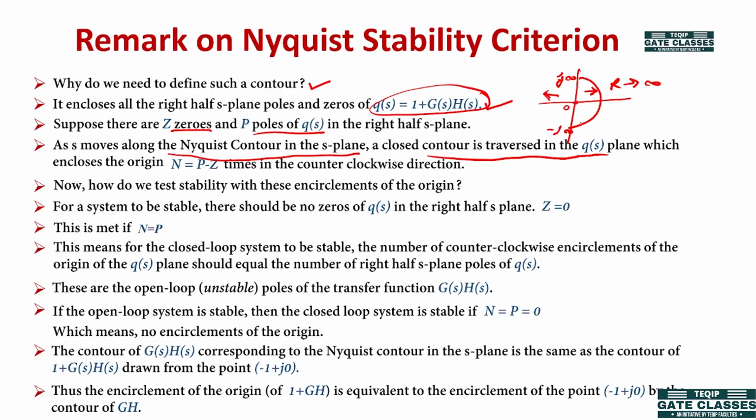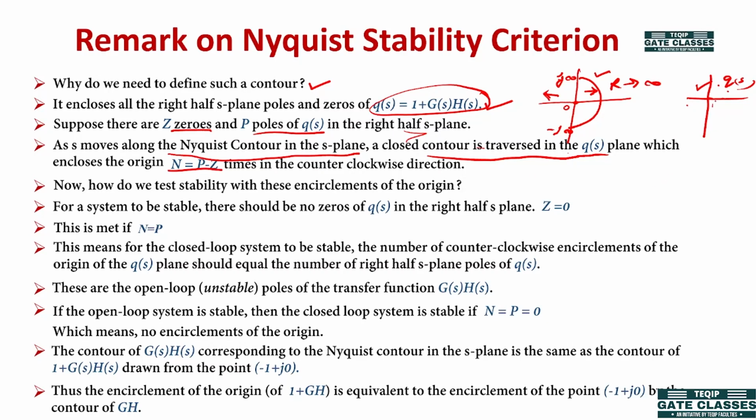So if we take some points and draw a Q(S) plot, mapping this S plane to the Q(S) plane, we get some Nyquist plot. This is called the Nyquist plot, which we get in the Q(S) plane, and this is called the Nyquist contour, which we consider in the S plane. This will enclose the origin with the number of encirclements n equal to P minus Z.